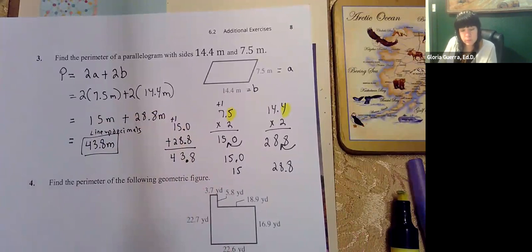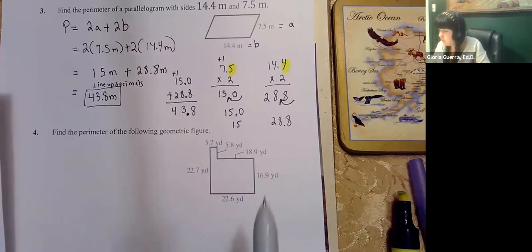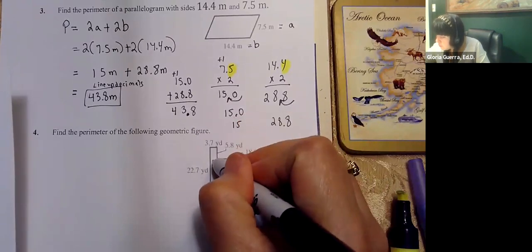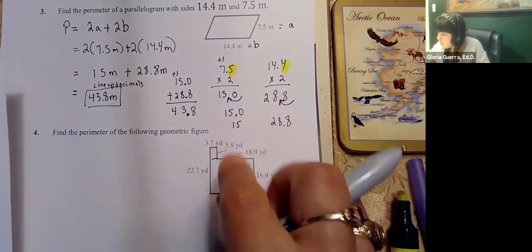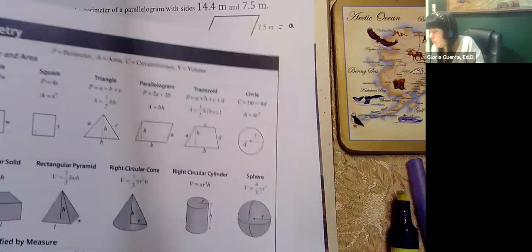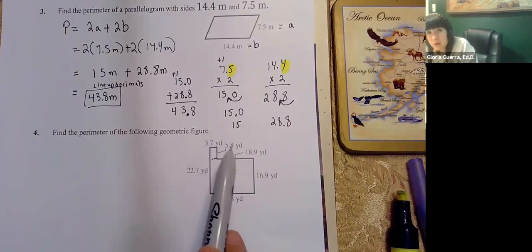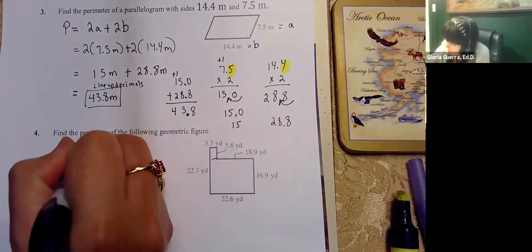All right. And then for number 4, I would say that there's not really a formula that we can look at and write down right away for this, because if you look at this, it's kind of made up of composite figures. Like you have a little rectangle here and then another rectangle there. So I would say that you're finding the perimeter, the distance around the object. You're adding up all the sides. So I would just list all your sides clockwise, and you don't want to miss any.